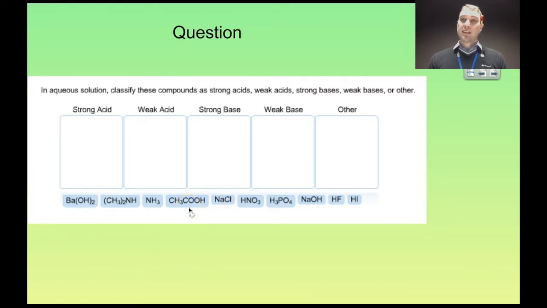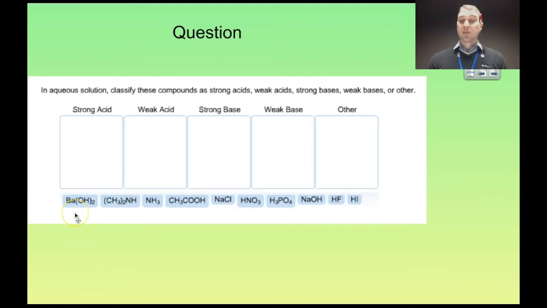Is ethanoic acid, acetic acid, a strong acid, weak acid, strong base, or weak base? Is nitric acid a strong acid, weak acid, strong base, or weak base? Is phosphoric acid a strong acid, weak acid, strong base, or weak base? Is sodium hydroxide a strong acid, weak acid, strong base, or weak base? So let's go through those.